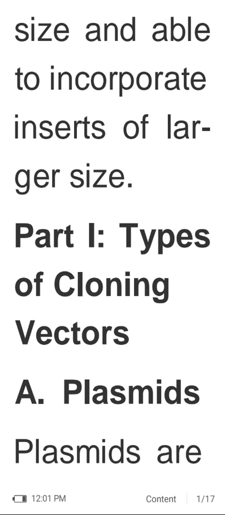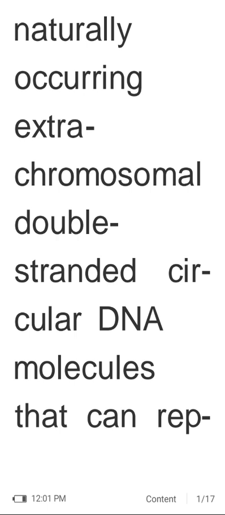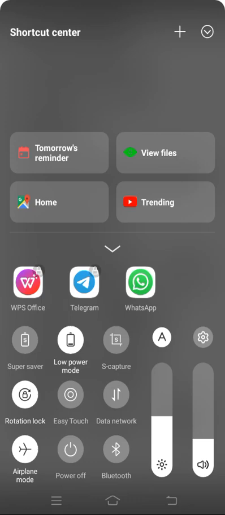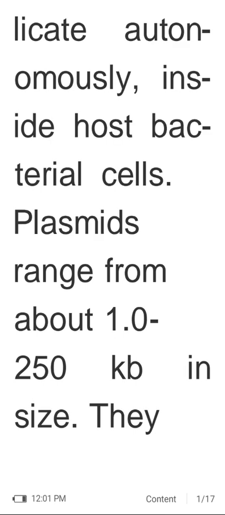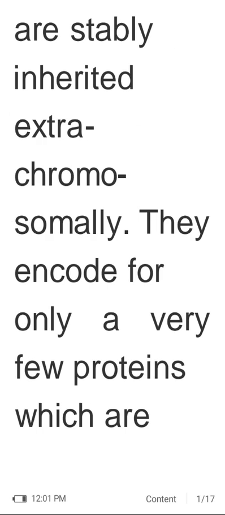So, types of cloning vectors: plasmids are there. Plasmids are naturally occurring extrachromosomal double-stranded circular DNA molecules that can replicate autonomously inside host bacterial cells. Plasmids range from about 1 to 250 kb in size. They are stably inherited extrachromosomally.